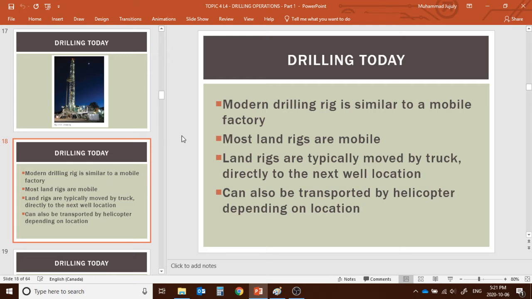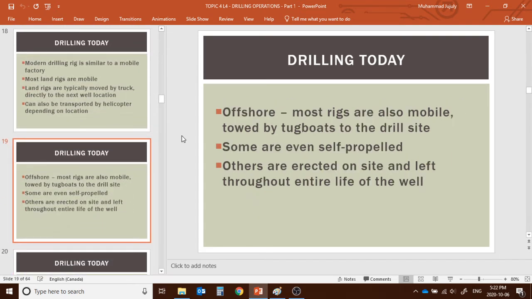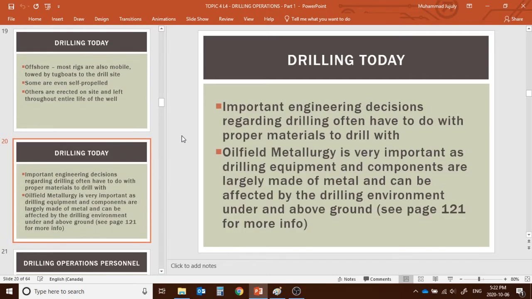So why do we use mobile rigs? Because we don't know where the oil is. We don't want to make a permanent structure in one place, because, for instance, what if we don't get oil and gas there? We would have invested a lot of money to make the structure and couldn't get anything, which would be a loss for the company. So companies don't do that at all. That's why most of the drilling rigs are mobile. We have both offshore and onshore drilling rigs, and all are mobile today.